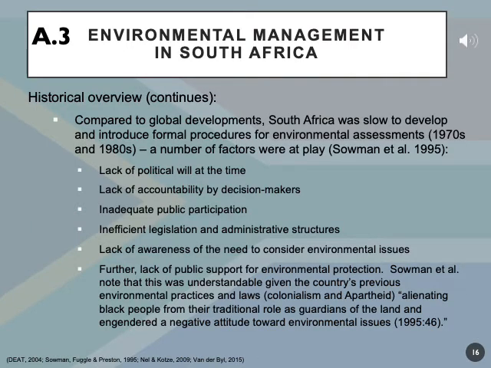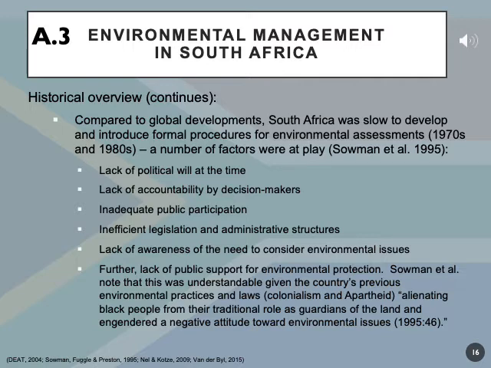Compared to what was happening elsewhere in the world, South Africa was slow to develop and introduce formal procedures for environmental assessments. Soman et al. identify a number of factors that were at play at the time. They note that there was a lack of political will, a lack of accountability by decision makers, inadequate public participation, inefficient legislation and administrative structures, a lack of awareness of the need to consider environmental issues to begin with. Further, there was a lack of public support for environmental protection.